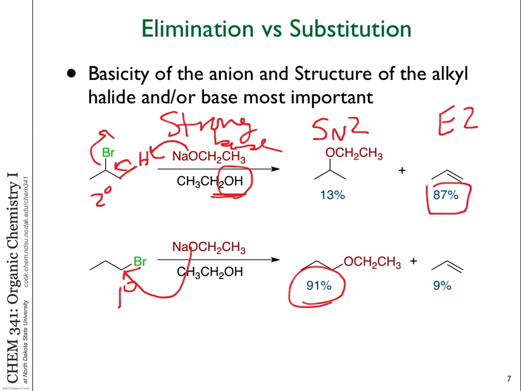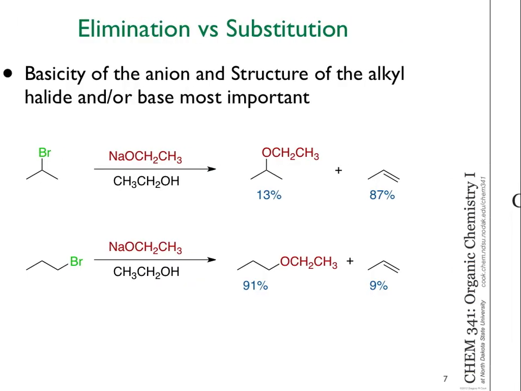It'll depend on the strength of the base, right? And I'm using, by the way, in general, oxygen anions are pretty strongly basic. So they tend to give more elimination than, say, other nucleophiles. Like if you go down the periodic table to sulfur-based nucleophiles, they are much less basic, but still very nucleophilic. So then you get better competition for the substitution over elimination. So the basicity of the anion and the structure of your substrate are important.